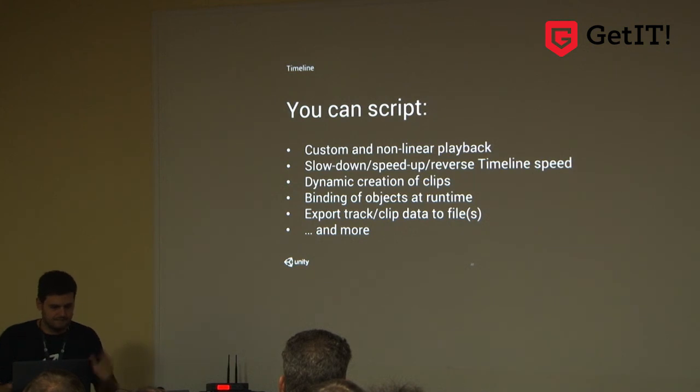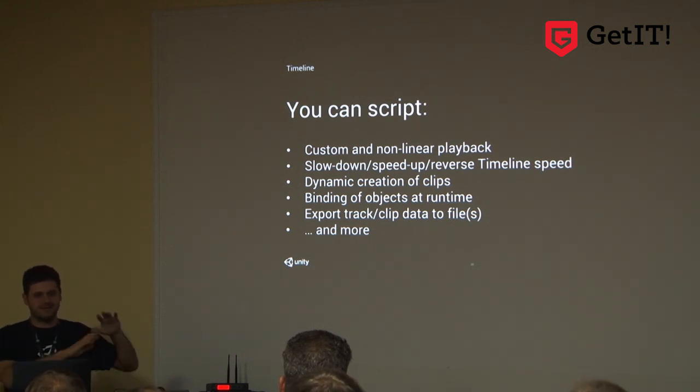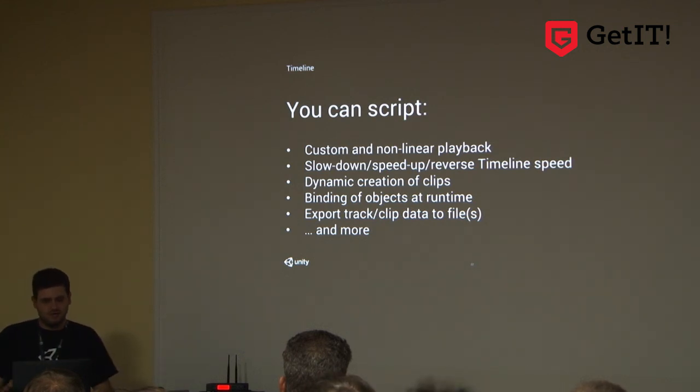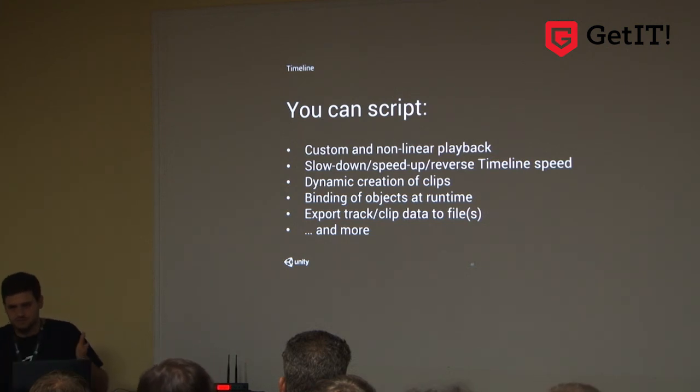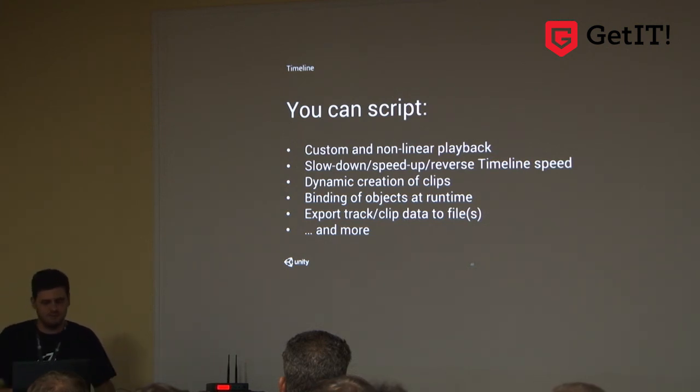So we've seen what we can do with timeline. We can do much more than just sequencing things. If you just script it a little bit, you can have custom and non-linear playback. You can slow down time. You can access anything you have in the Unity editor. And you can also, I haven't shown this, create clips dynamically. So if you have some kind of text file, you can read from the text file and then distribute the clips dynamically. That's also possible.